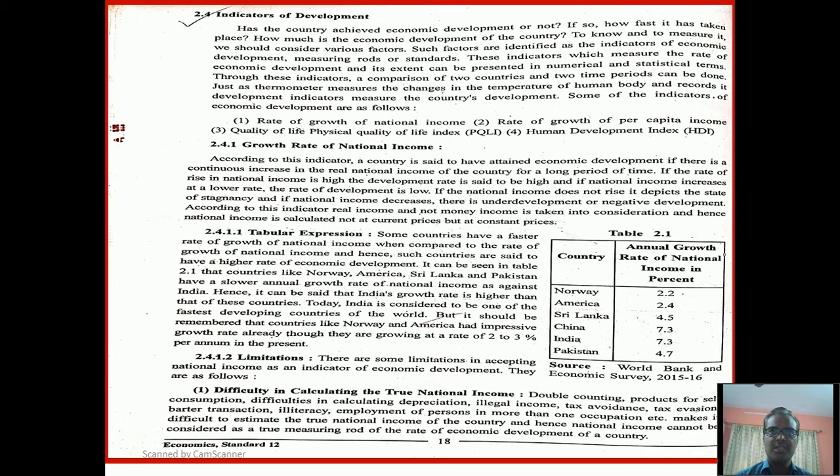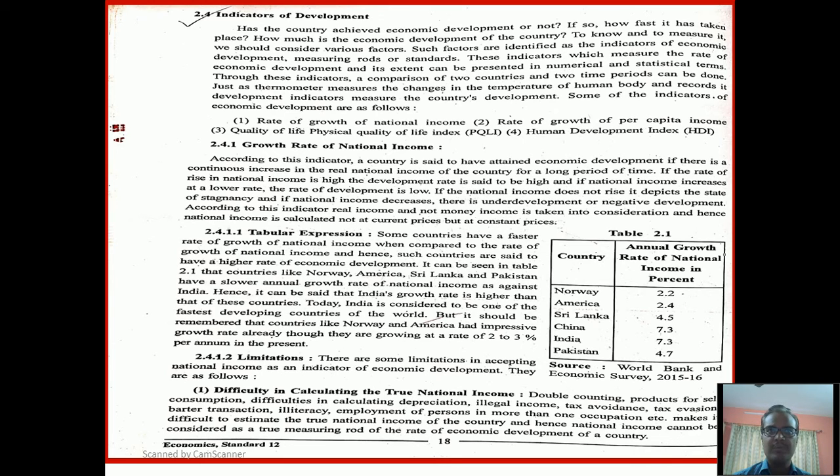According to this indicator, a country is said to have attained economic development if there is a continuous increase in the real national income of the country for a long period of time. If the rate of rise in national income is high, the rate of development is said to be high. And if national income is increasing at a lower rate, the rate of development is low. If the national income does not rise, it depicts a state of stagnancy.